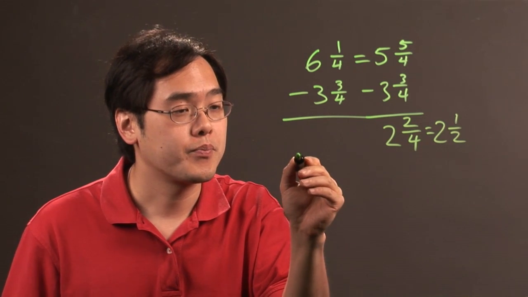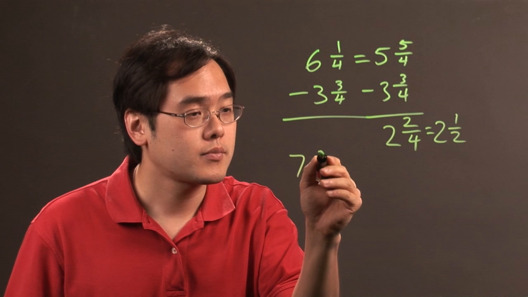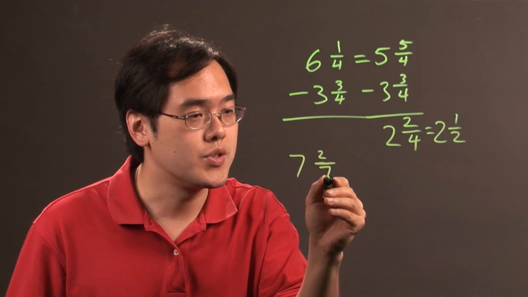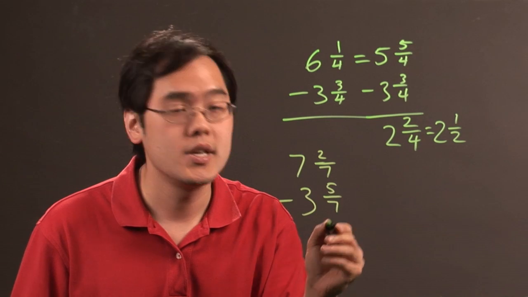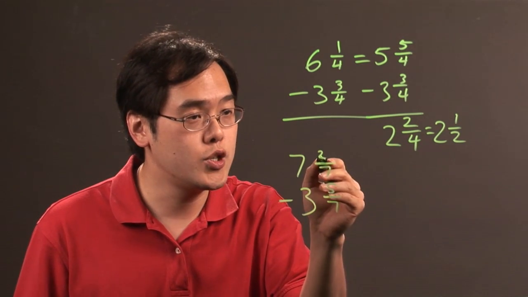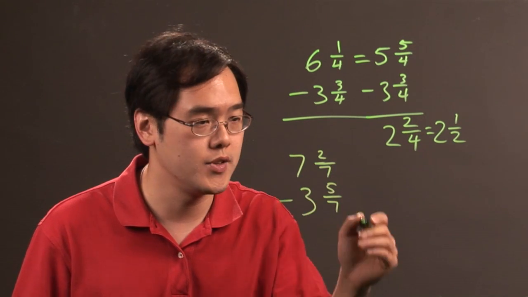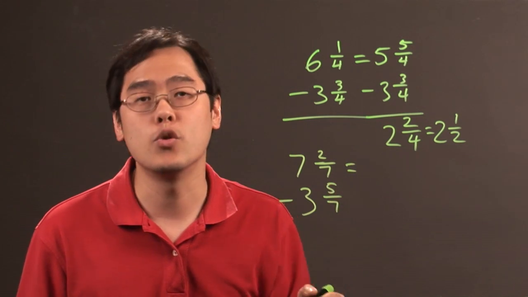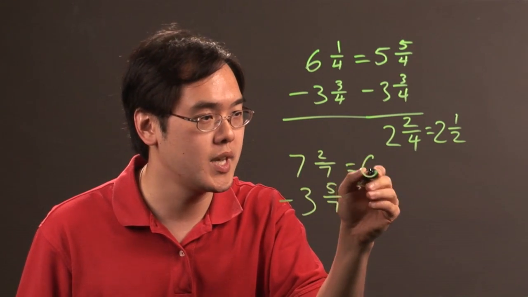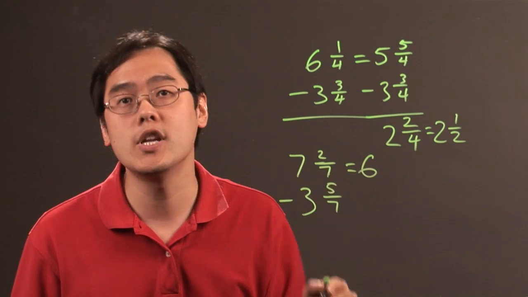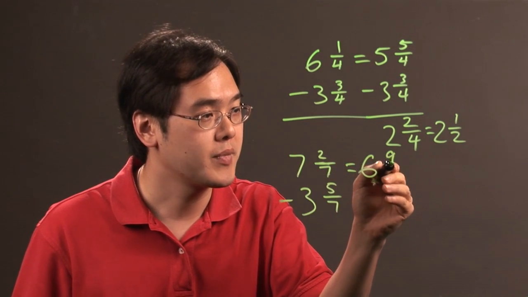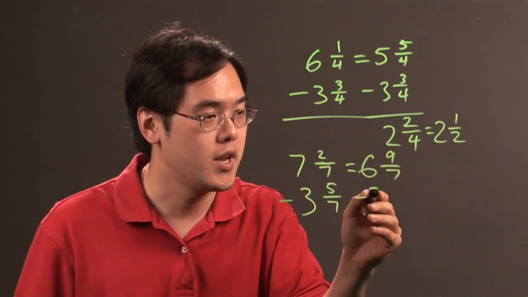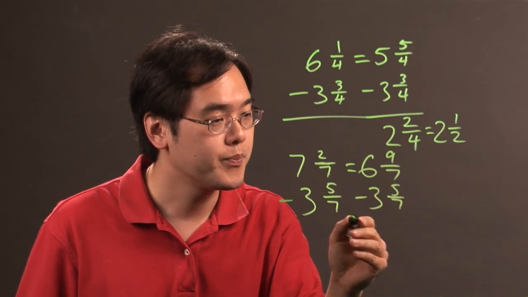If you have 7 2/7 minus 3 5/7, same kind of idea. So you know 2/7 is too small to subtract 5/7, so what you're going to do is ungroup, borrow ahead of time, 7 becomes a 6, and because the denominator is 7, you're adding 7 more pieces to the 2. So 7 2/7 is 6 9/7, and you're subtracting 3 5/7.